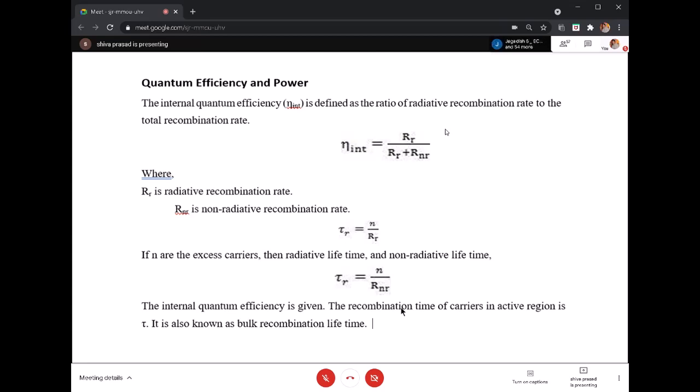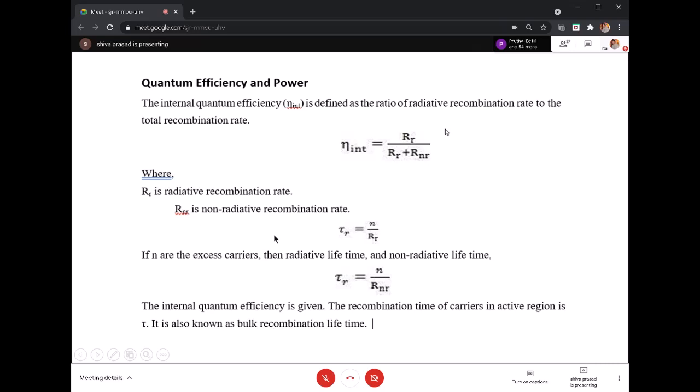The internal quantum efficiency is defined as the ratio of the radiative recombination rate to the total recombination rate. The radiative recombination rate is RR. The total recombination rate is equal to the radiative recombination rate plus the non-radiative recombination rate.